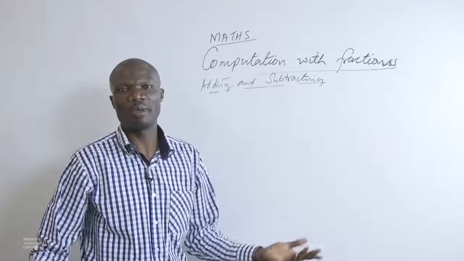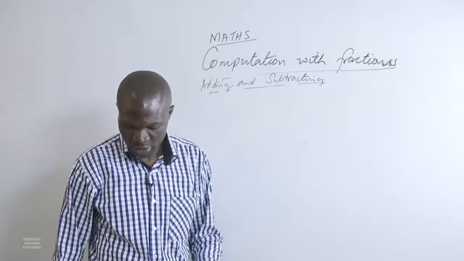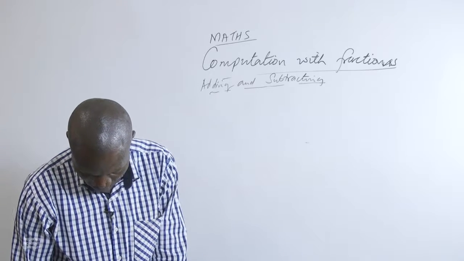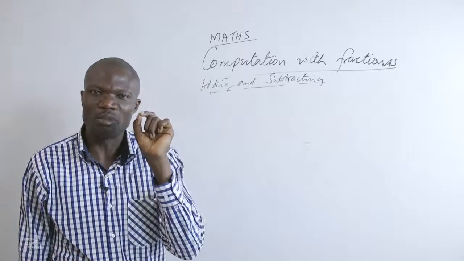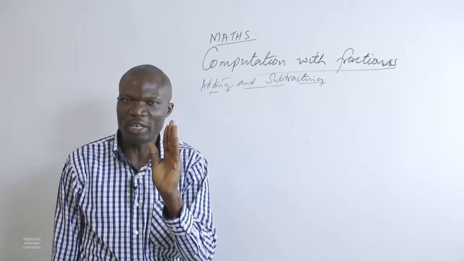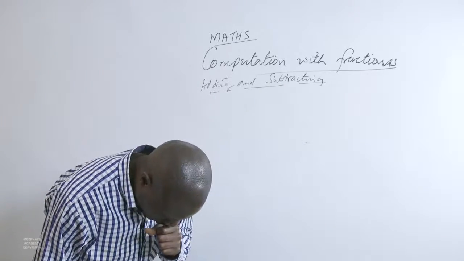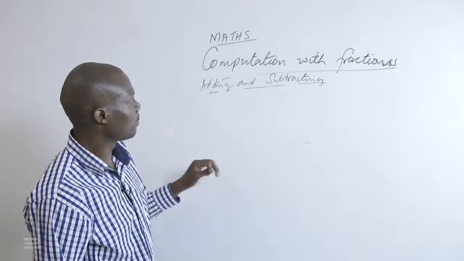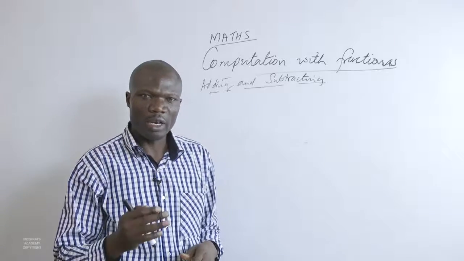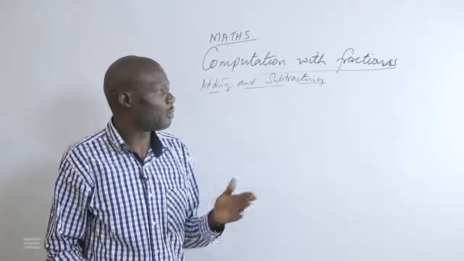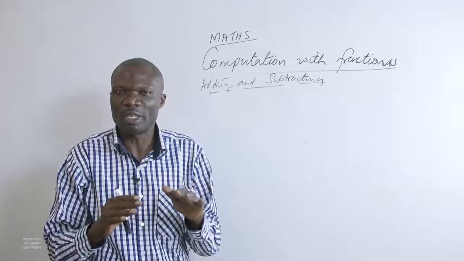How about when the denominators are different? Should we be able to add them? If we are able to add them, how are we supposed to handle them? The condition is that the denominators must be the same before you add or subtract. While adding and subtracting fractions, you must make the denominator the same.